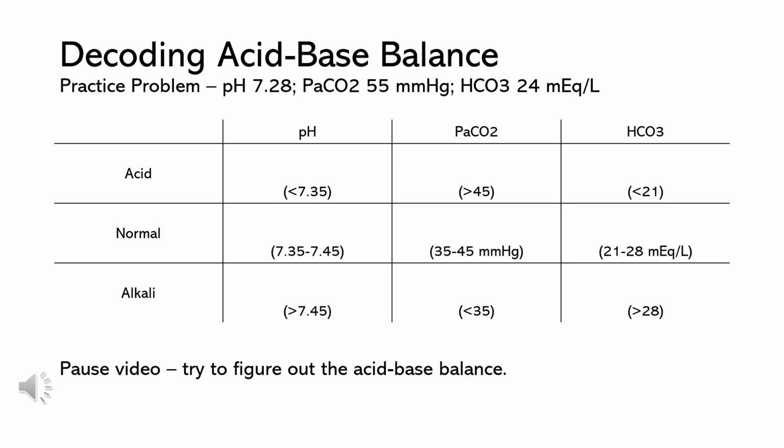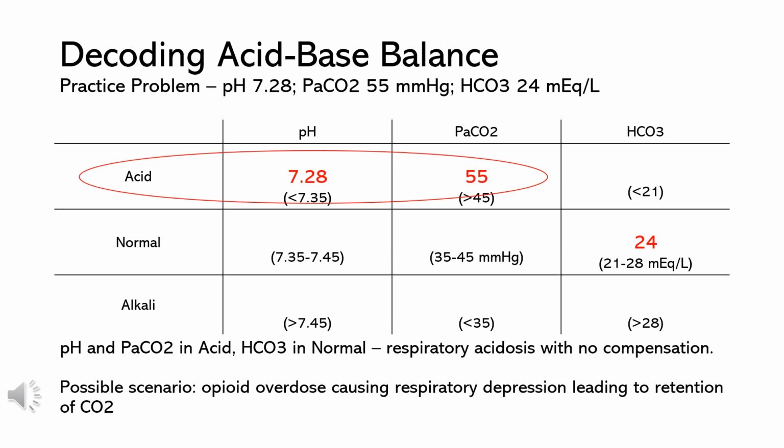Let's do another practice problem. For this one, your pH is 7.28, your PaCO2 is 55, and your HCO3 is 24. Pause the video, try to figure out the acid-base balance. Okay, let's get all these numbers on the chart.